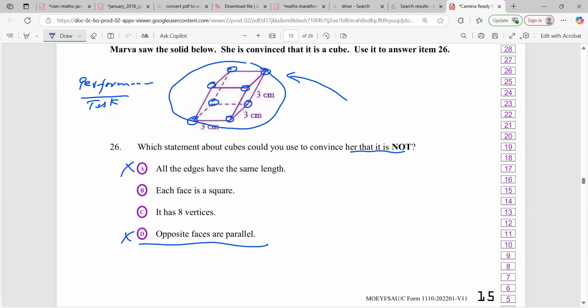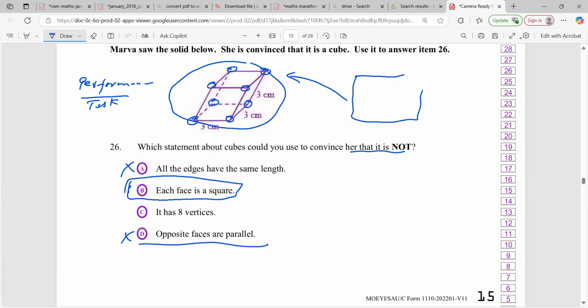All right, this is my opinion, guys. I think it would have been B. Last year, my students convinced me that it's B, and I believe them because they are saying that this is basically squeezed up. So technically, all of them are not squares. That's what they convinced me.